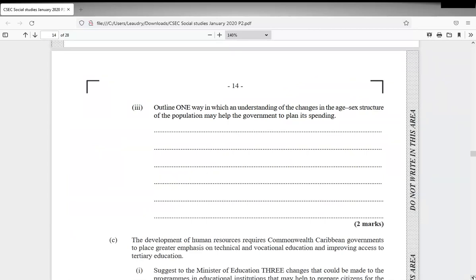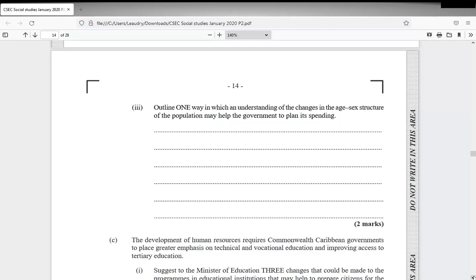Part 3 says, outline one way in which an understanding of the changes in the age sex structure of the population may help the government to plan its spending. So we know, depending on the age sex structure of the population, looking at the pyramid, that would indicate to the government that if there are a lot of youths, if the rate is high, then the government plan would have to include a lot more training facilities.